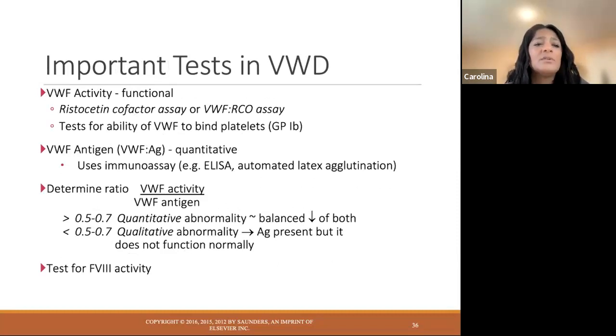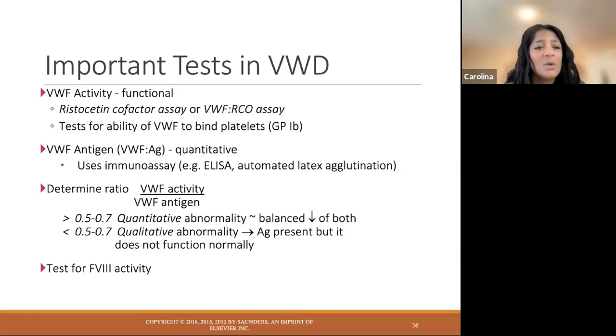So we can do the ristocetin cofactor assay, which tests for the ability of von Willebrand's factor to bind to platelet glycoprotein 1b-9-5. Or we can do a quantitative assay using the von Willebrand's factor antigen immunoassay. We can do ELISAs or automated agglutination, and then we can determine the ratio. So basically, we'll determine the level of activity over the antigen, which is basically the functionality of it over the quantity of it, right?